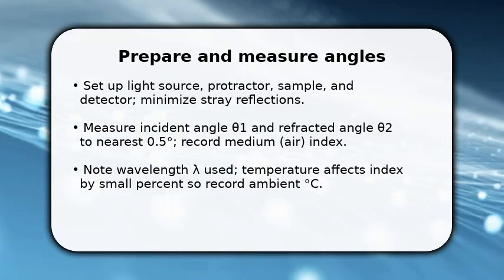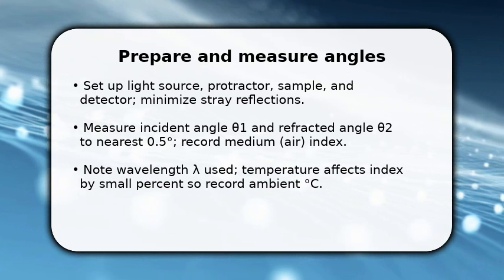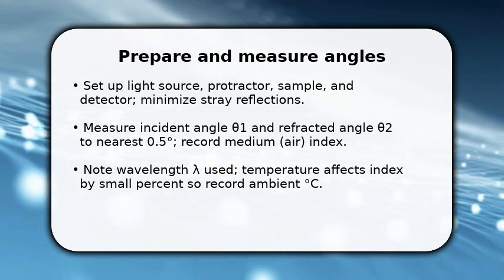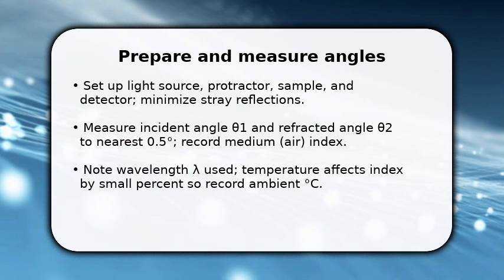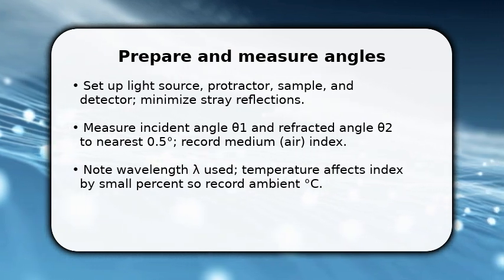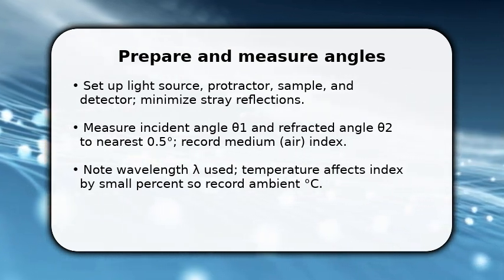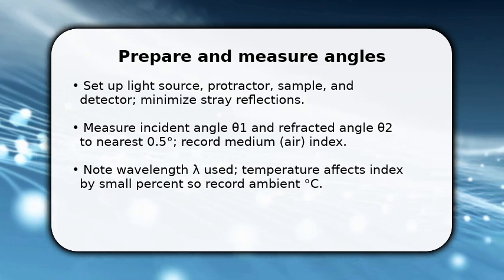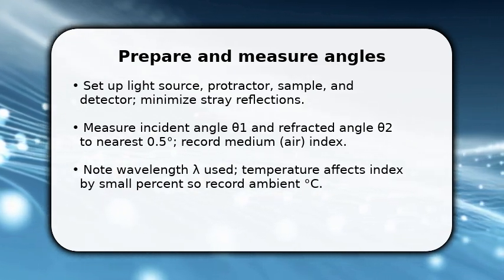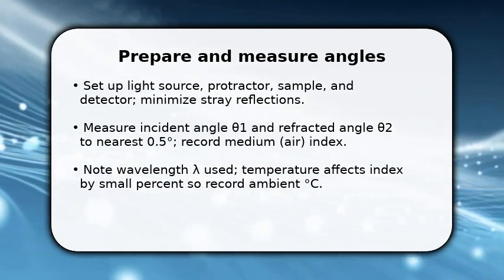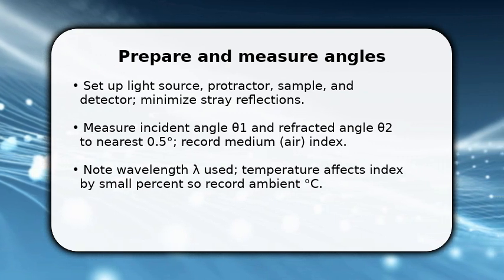You begin by assembling the optical path: a stable light source, a clear sample, and a precise protractor or goniometer. Measure the incident angle and the refracted angle carefully to 0.5 degrees. Once done, note the light wavelength and ambient temperature. Use air as your reference medium and record its index if high precision is needed.